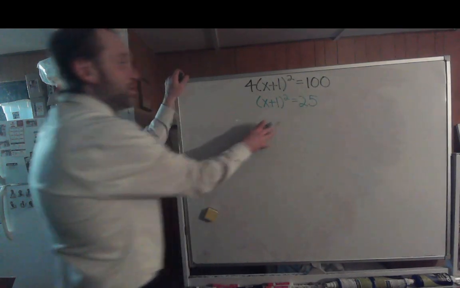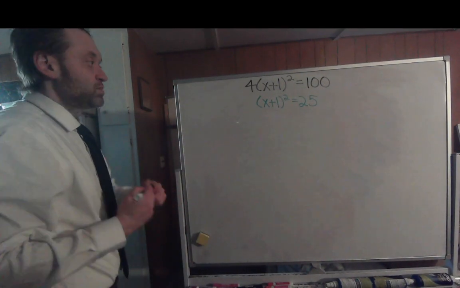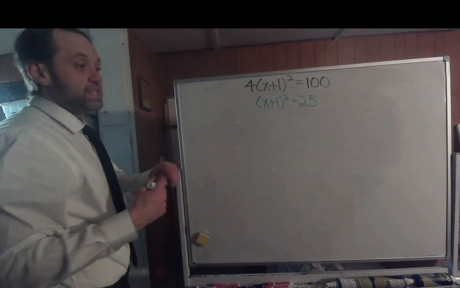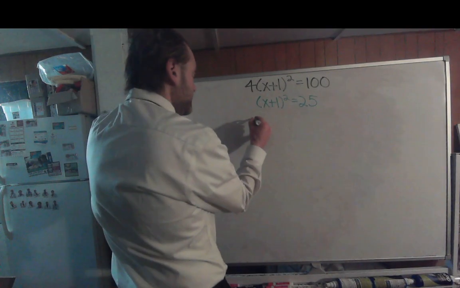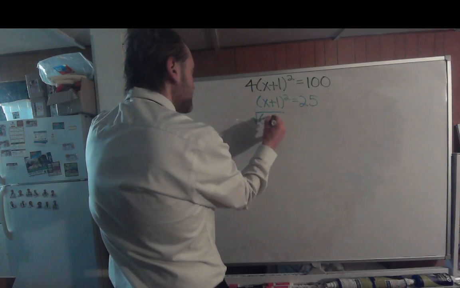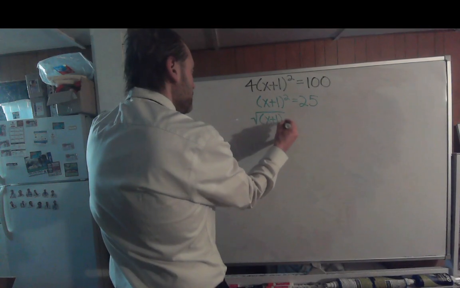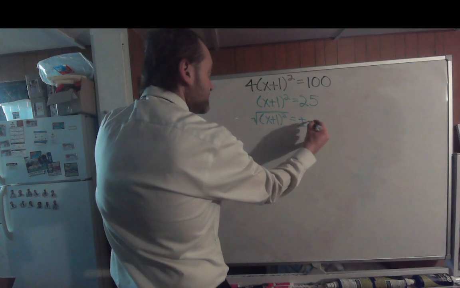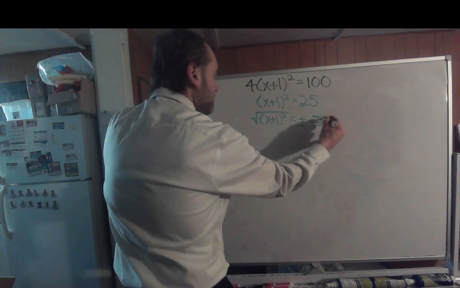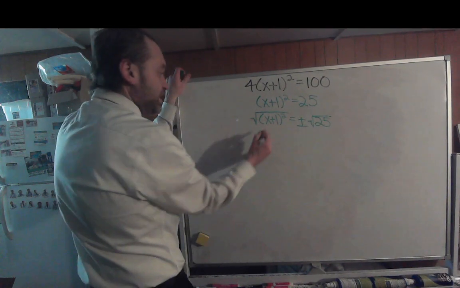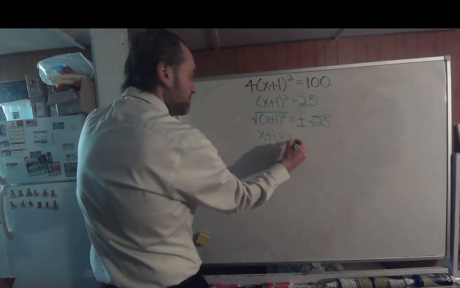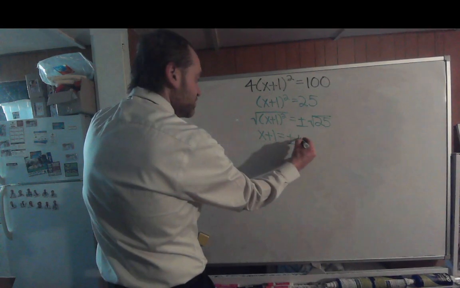So now you have something easier to work with. X plus 1, that quantity squared, equals 25. Now we can take the square root of both sides. So take the square root of the quantity of x plus 1 to the second power. You'll set that equal to both plus and minus the square root of 25. So on the left side, this will just turn into x plus 1. That would equal plus and minus the square root of 25, which is just 5.